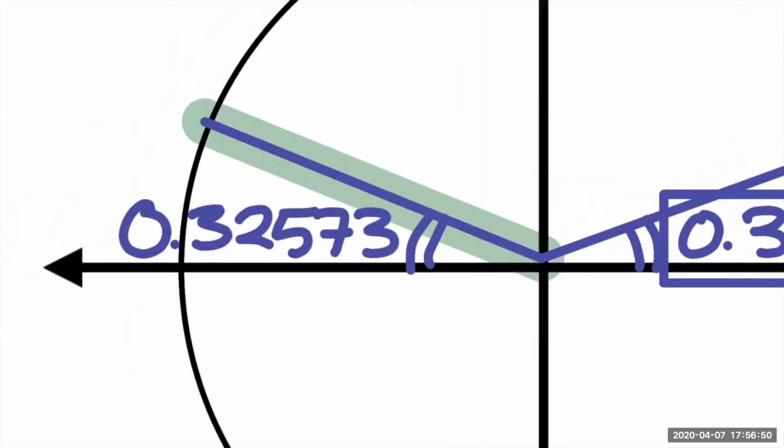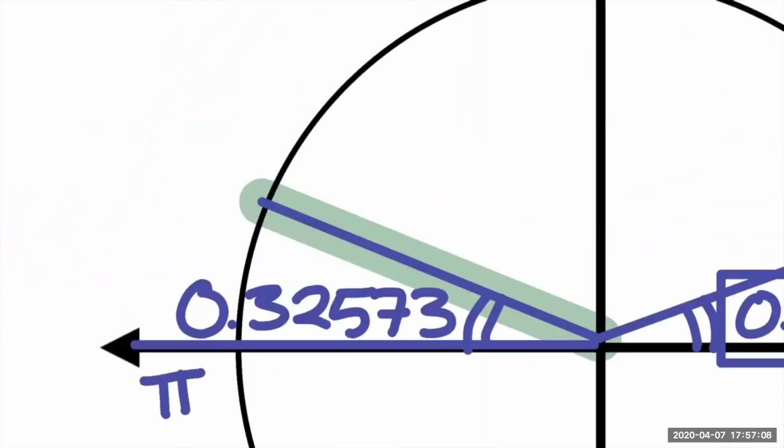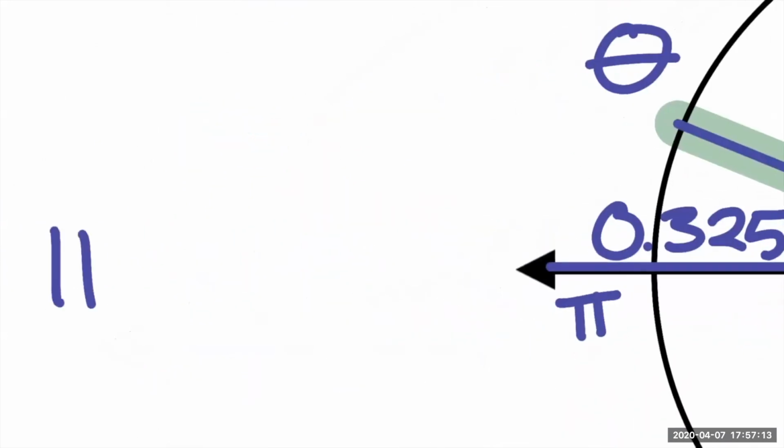So in order to do that, we're going to use our reference angle and some of the landmarks on the unit circle. We can see that there's 0.32573 radians between our terminal ray and this part of the x-axis. Now we know that that angle measures pi, so if we want to find the measure of this angle theta, we can just do pi minus our reference angle.